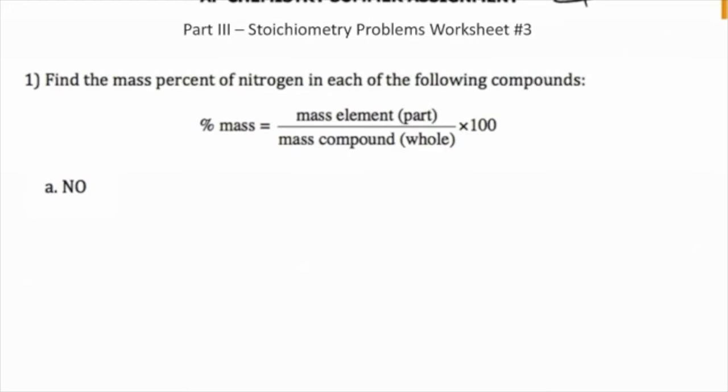AP Chemistry Summer Assignment, Part 3, Stoichiometry Problems, Worksheet number 3. Question number 1 is a percent by mass problem. Find the mass percent of nitrogen in each of the following compounds.